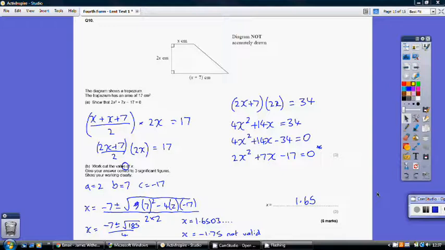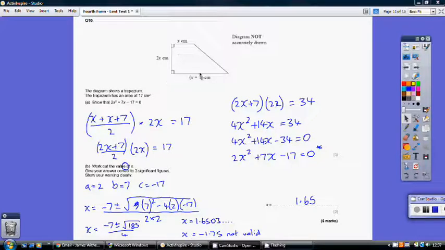Question 10, part A. Be careful that you don't launch into trying to solve this. We're just being asked to show that this isn't the case in this situation, in this question. So this really has got to be where we end up, not where we start. So what have we actually got here? We've got a trapezium and area. So this is an area of a trapezium problem.